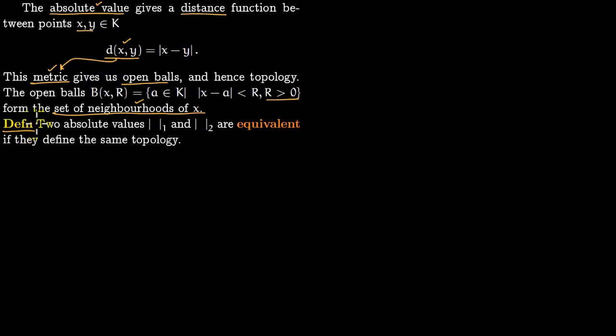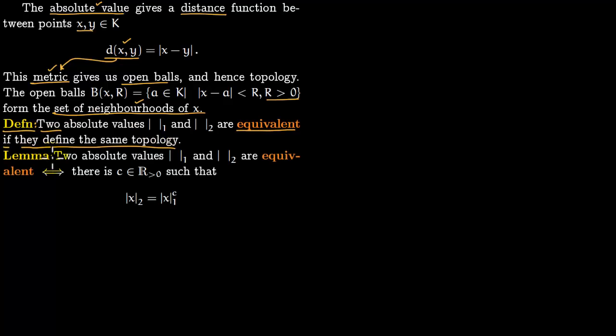So now we come to this equivalence of absolute values. Two absolute values, say one is absolute value 1, the other is absolute value 2. These two absolute values are equivalent if they define the same topology. Now the lemma, which will be useful for same topology: two absolute values 1 and 2 are equivalent if and only if you can find some constant c, which is a positive real number, such that the second absolute value is the same as the first absolute value raised to the power of this constant. Then these two absolute values are equivalent to each other.